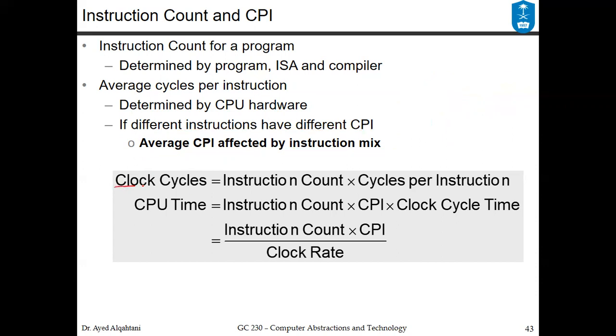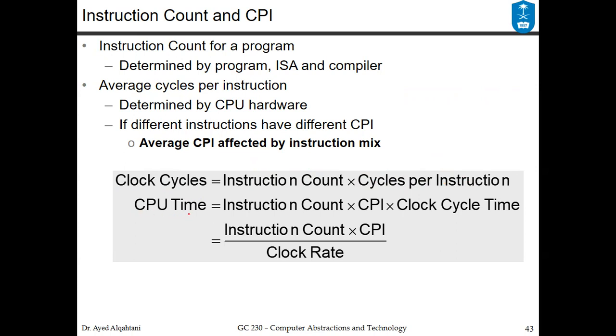Now, we know the clock cycles is equal to the instruction count times the cycles per instruction, which is, in short, IC for instruction count and CPI for cycles per instruction. So if you want to get how many clock cycles a certain program needs, you find how many instructions are in the program, and for every instruction of this program, how many cycles you need for that instruction. So you get the instruction count times the cycles for every instruction. IC times CPI.